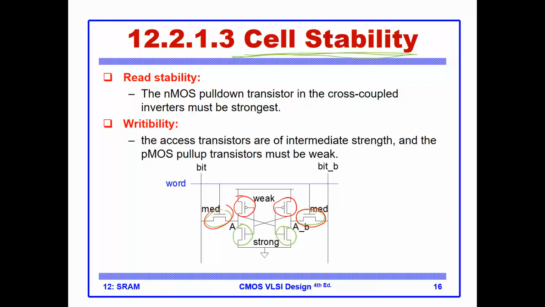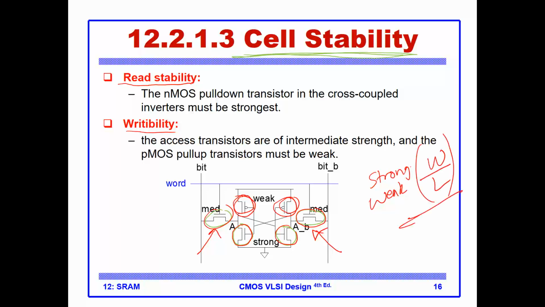So to sum up all of that, to have read stability and writability in the circuit, to be able to have stable operation and access, those NMOS of the inverters should be the strongest. Those PMOSs should be the weakest, and those access transistors should be of intermediate strength. Again, let's be very clear. When we say strong or weak, you're talking about the W over L of the transistor. That's what determines a strong or weak transistor.